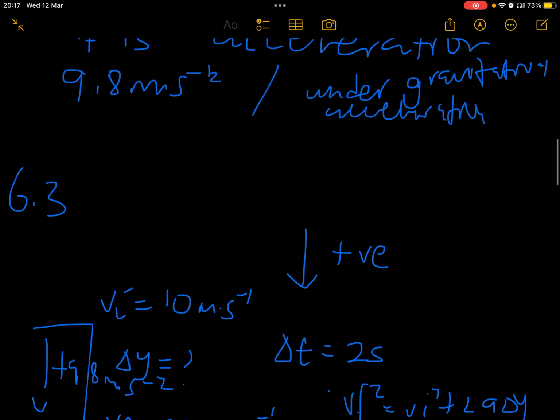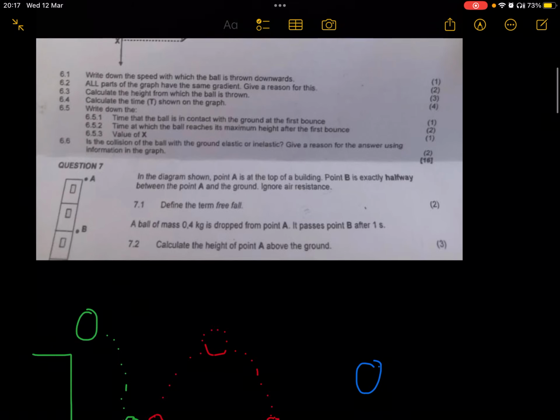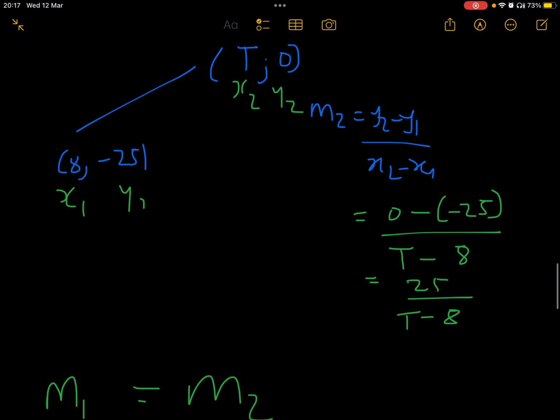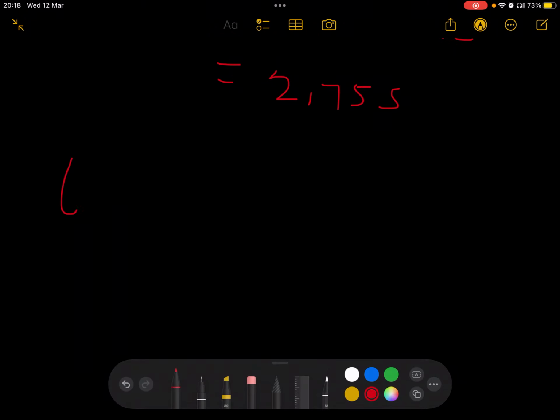6.5.3. This one was a tricky one, whereby they say write down the value of x. They did not say do not calculate, but write down. I went for the best option: x is the velocity when it's leaving the ground, up to 0 when it's at maximum height. Then I decided to use equations of motion, because there is no rule that said don't do this or don't do that.